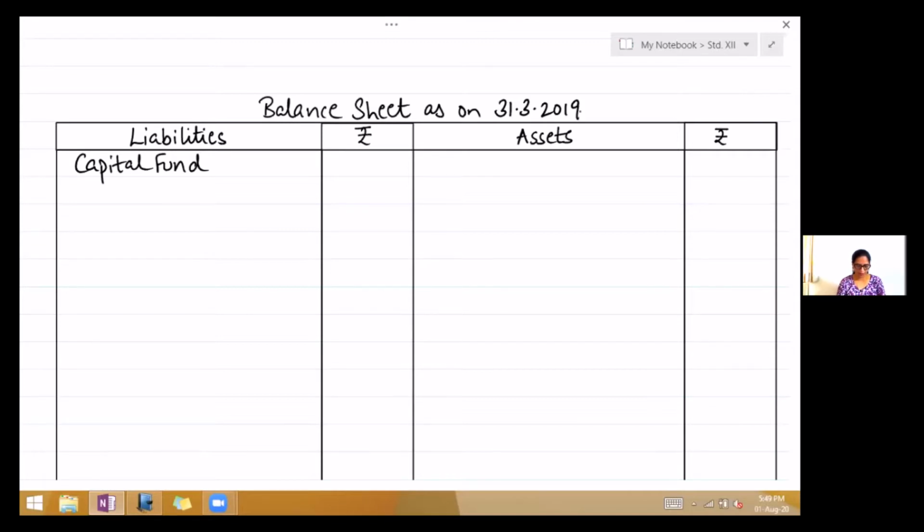We begin with the opening balance sheet. So in the opening balance sheet, on the liability side, we have capital fund. So this capital fund, you will write in the inner column there. So write capital fund 11 lakhs. Next is bank loan. So leave about 5 lines for capital fund and then write bank loan 6,50,000.